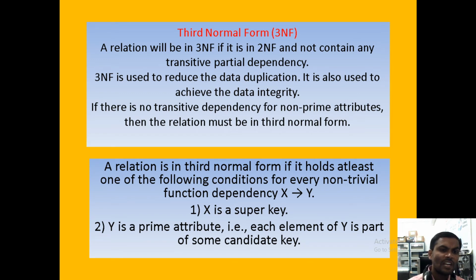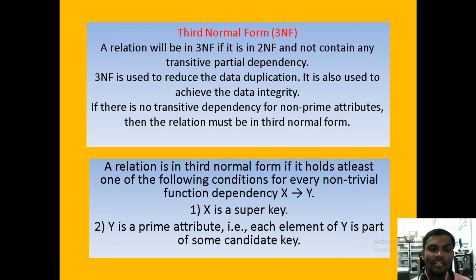If there is no transitive dependency for non-prime attributes, then the relation must be in the third normal form. If no transitive dependency occurs, we can directly call it a third normal form. If there is a transitive dependency, we should not call it a third normal form. Third normal form does not support transitive dependency. Only then can we call it a third normal form.